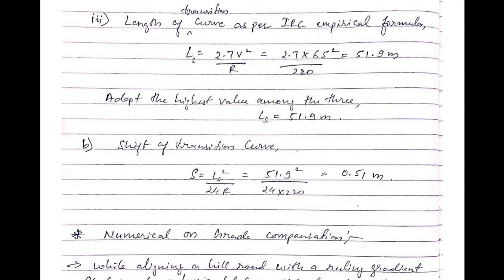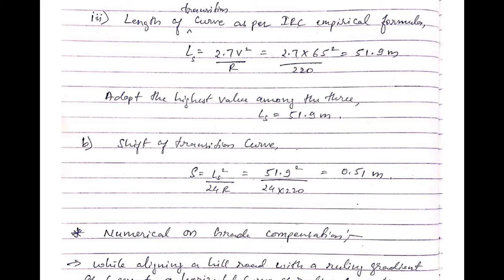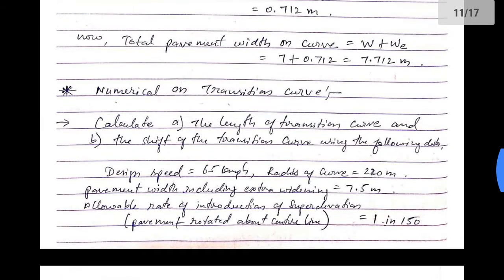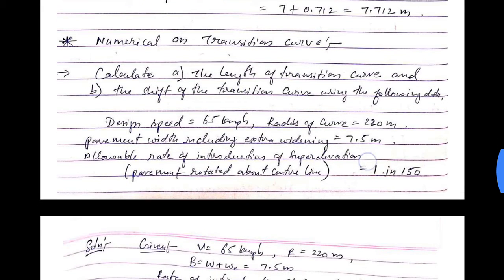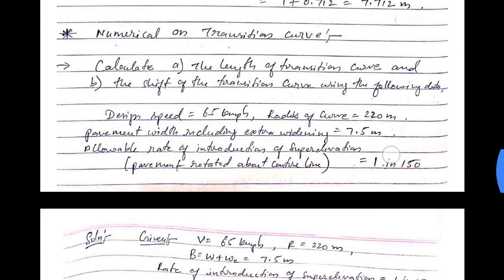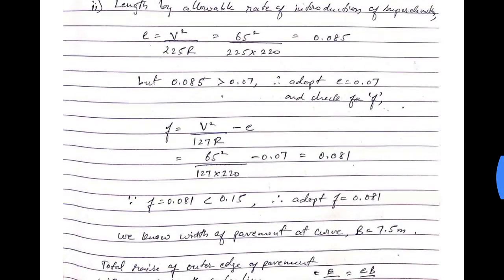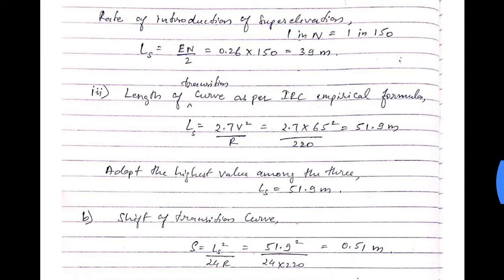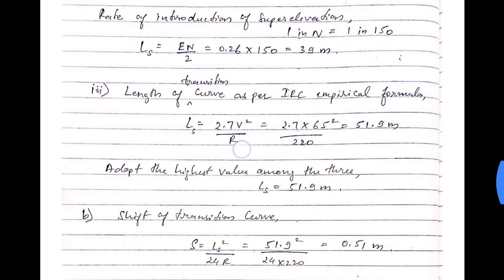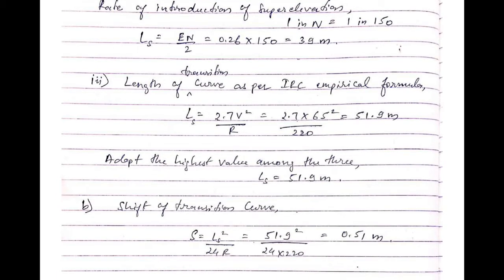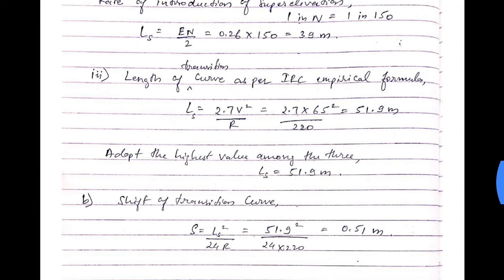In the third condition, length of transition curve as per the IRC empirical formula. IRC has given us a few empirical formulas. The terrain has not been specified, so we can assume it to be plain terrain. For plain terrain the formula is 2.7 V square by R. Substituting V and R, 65 kmph and 220 meters, we get the value 51.9 meters.